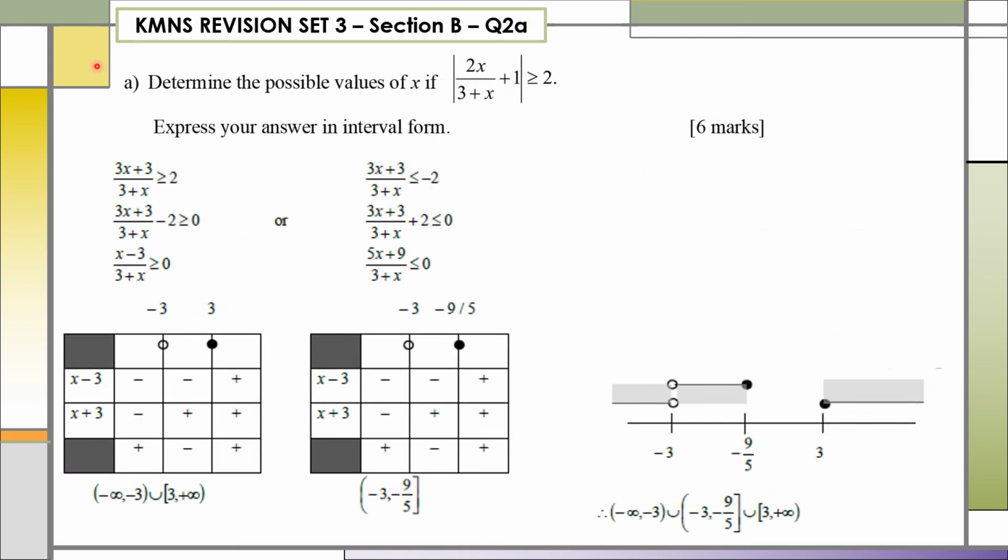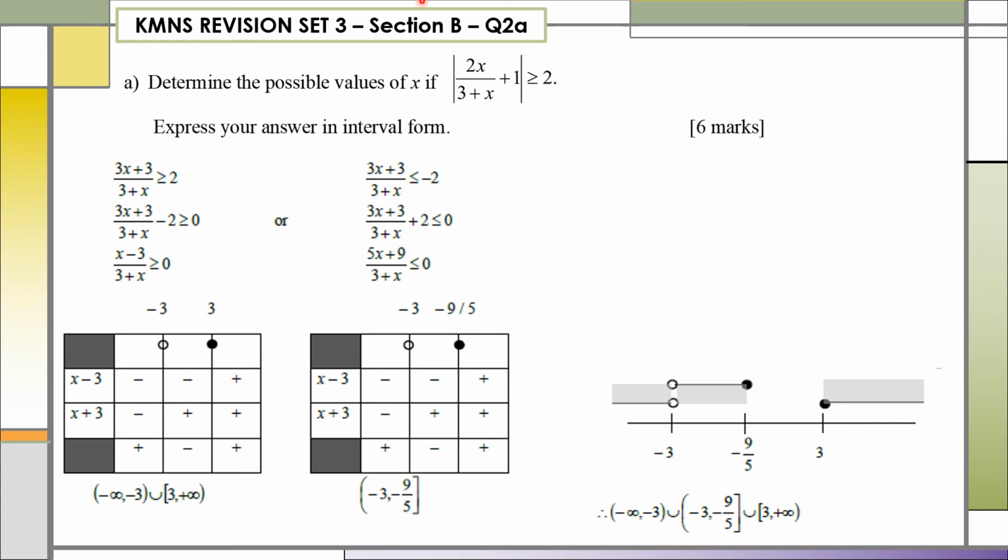Okay, this is set 3, Section B, question 2a. It also asks you to determine the possible values of x for modulus of 2x over 3 plus x, plus 1, more than or equals to 2. So we have modulus, which is the absolute value inequality here. So what I did is use the definition, since the sign here is more than, which is greater than, we are using the word or.